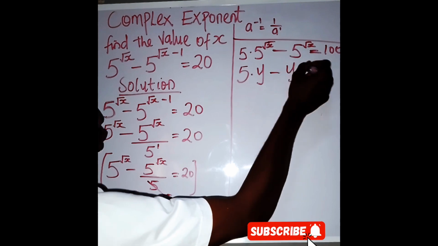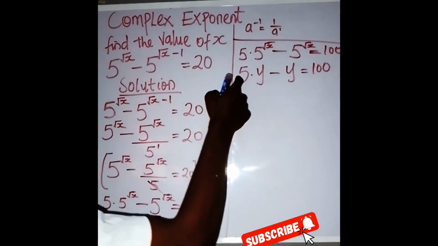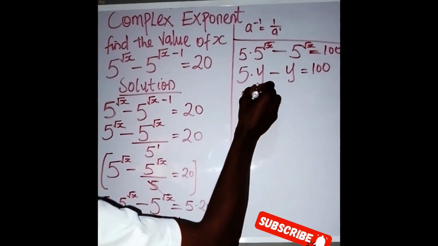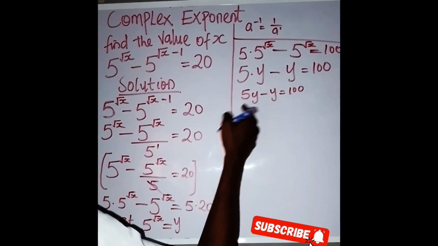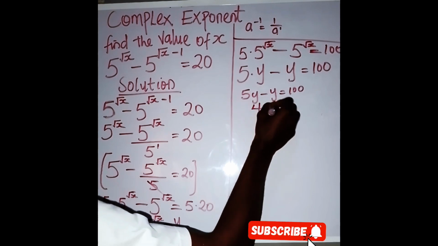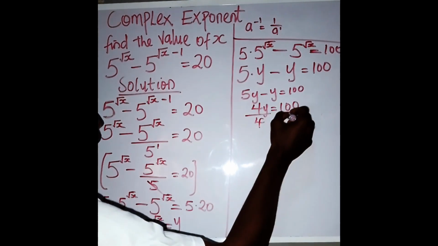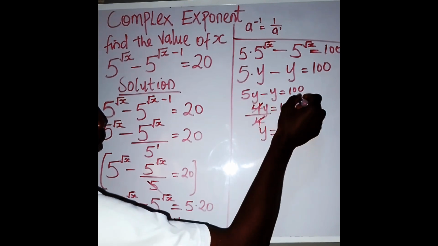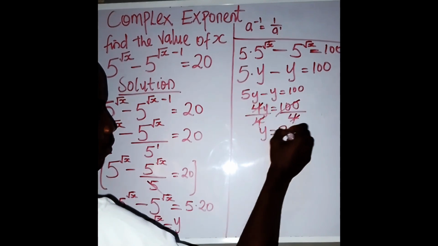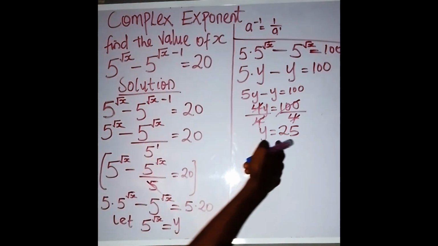It becomes y equal to 100. So 5 times y minus y equals 100. 5y minus y is the same as 4y equals 100. I'm dividing this side by 4 and also dividing this part by 4, so 4 removes 4. My y equals 100 divided by 4, which is 25. So my y is 25, but the question said find x, not y.